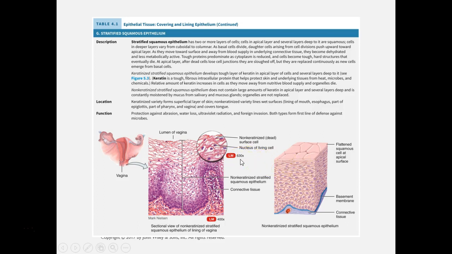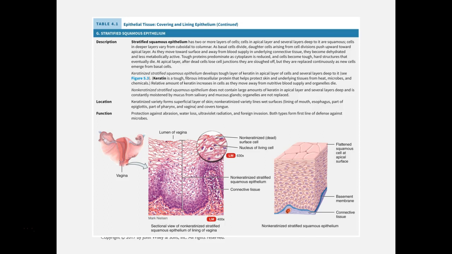All right, so you find these types of tissues in the skin, also lining some of the wet surfaces such as the mouth, the esophagus, part of the pharynx and the vagina, and covering the tongue. So the function is to protect against abrasion, to keep water in the body, protect against ultraviolet radiation when you think about one of the functions of the skin, and to prevent foreign invasion or keep things out that shouldn't get in.